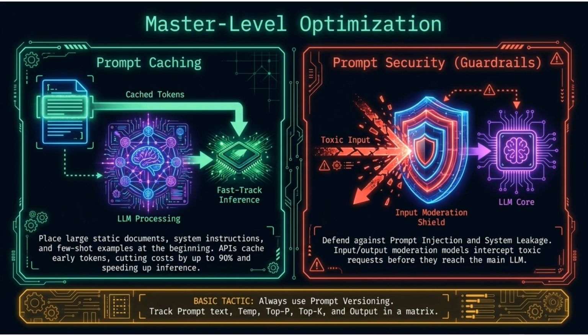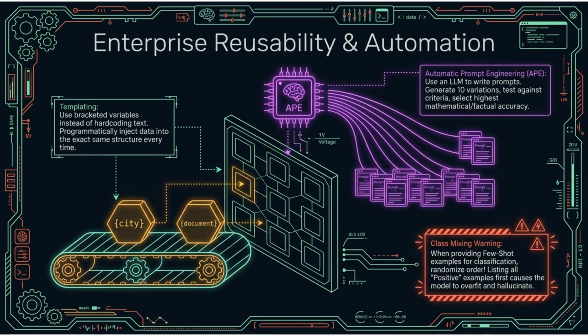Master-level optimization includes prompt caching, which speeds up inference, and prompt security using guardrails to defend against prompt injection and system leakage. Always use prompt versioning. For enterprise reusability, use templating with bracketed variables instead of hard-coding text. Automatic prompt engineering, or APE, uses an LLM to generate, test, and select the best prompts.